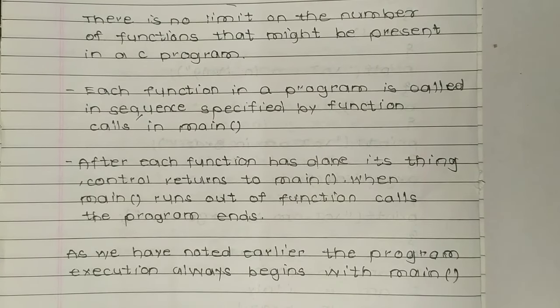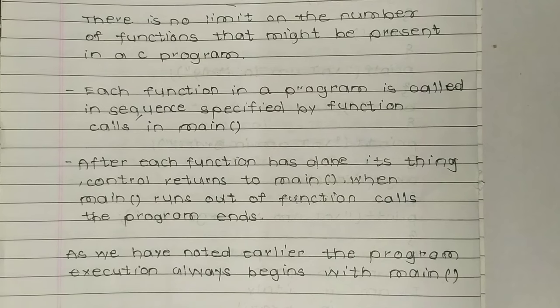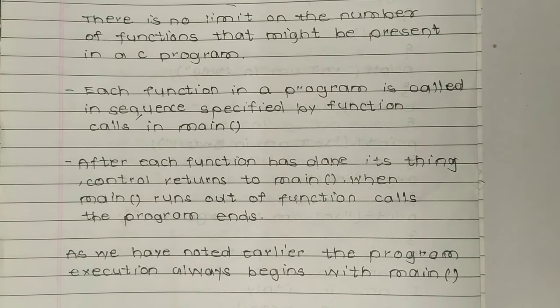Each function in a program is called in a sequence specified by the function calls in main. After each function has done its thing, control returns to main. When main runs out of function calls, the program ends. As we have noted earlier, program execution always begins with main.